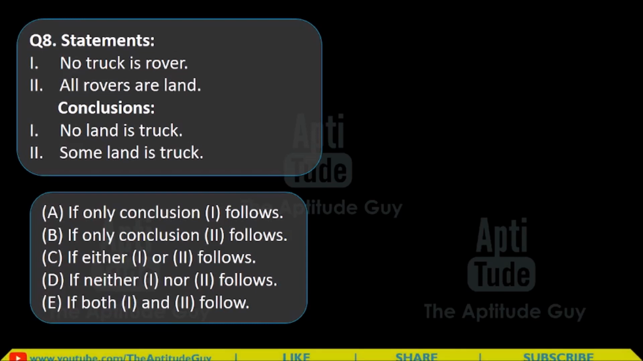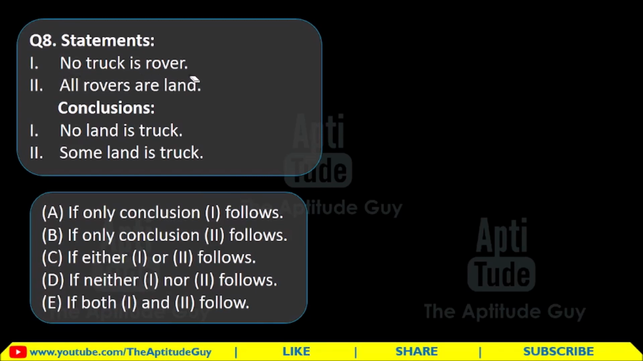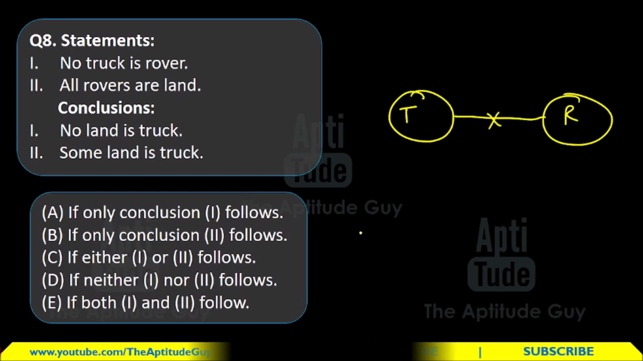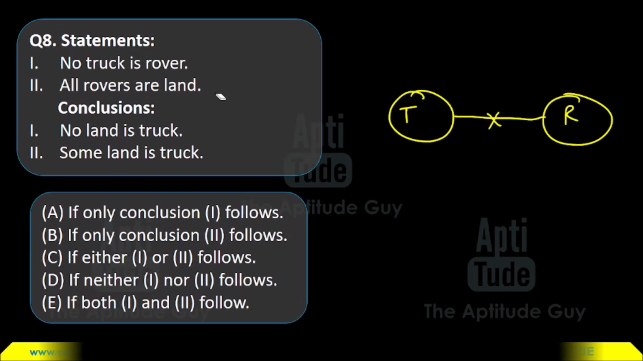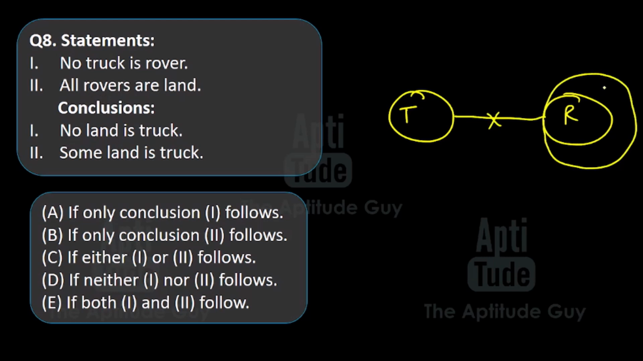Let's do this. No truck is rover. Pretty simple. Absolutely no correlation between both of them. All rovers are land. Now a lot of people think that this is the only possibility which exists over here.